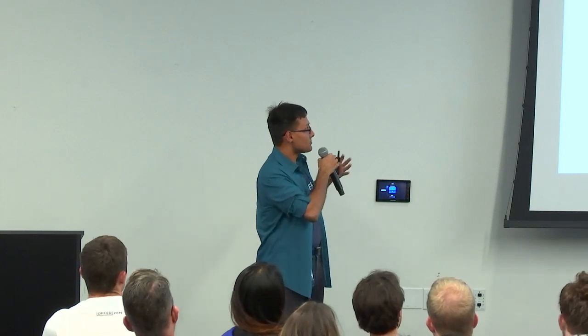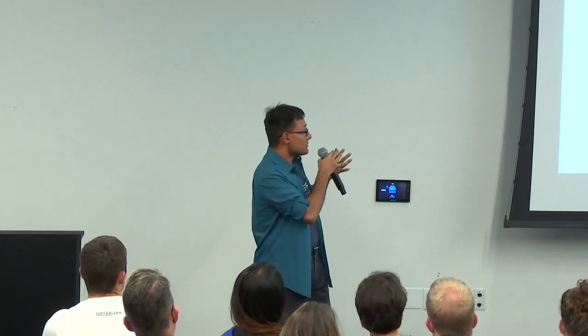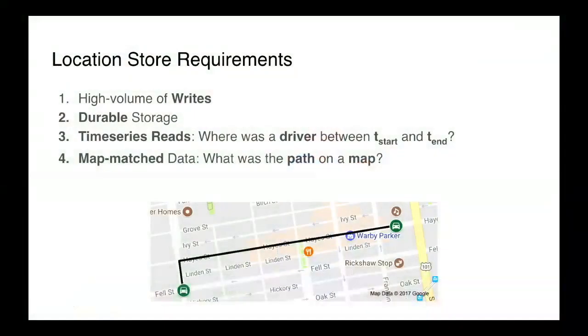We also need to support a few types of query patterns. The first one is a basic time series read. You can say, where was a driver between time A and time B? And we want to be able to answer those queries quickly. And finally, for the data to be useful to the rest of the products you all use, it has to fit on a map. We can't just give you raw GPS locations and call it a day. We want it to be: this is where the driver went, this is what path it took. So we have to be able to do that as well.